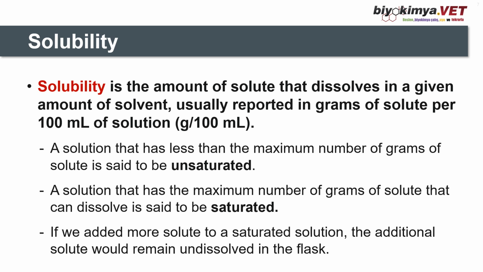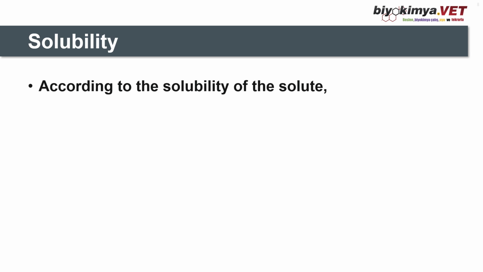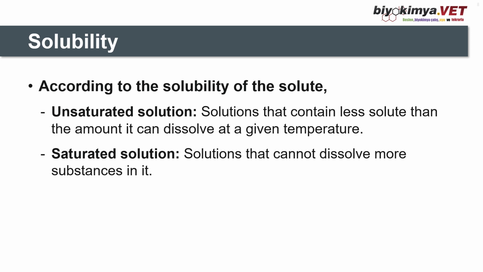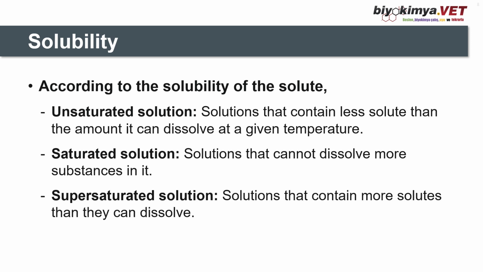And this is called precipitation. And we have another state which is called supersaturation. Supersaturation is a state of a solution that contains more of the dissolved material than could be dissolved by the solvent under normal circumstances. Thus, according to the solubility of the solid, we can prepare unsaturated solutions, saturated solutions, and supersaturated solutions.